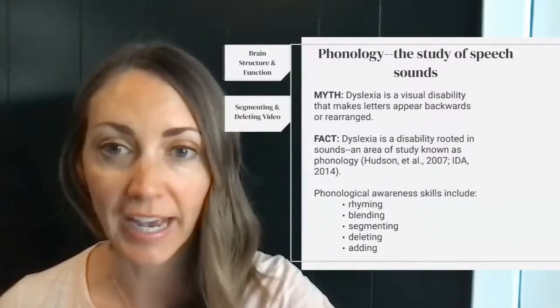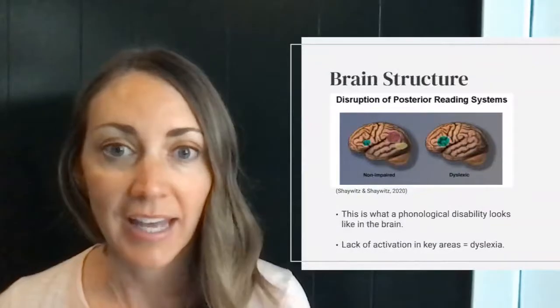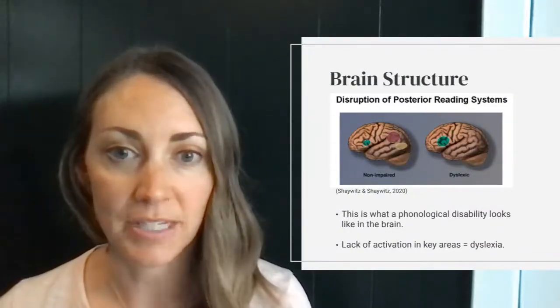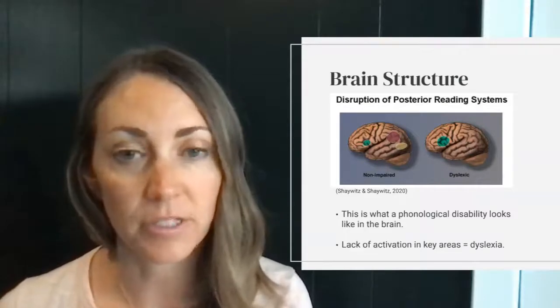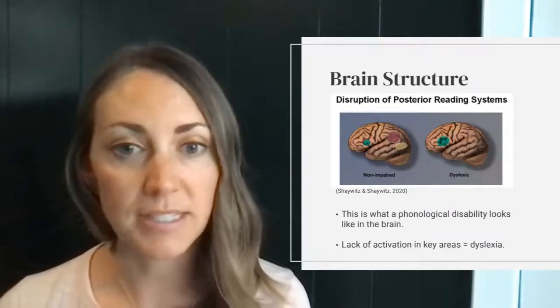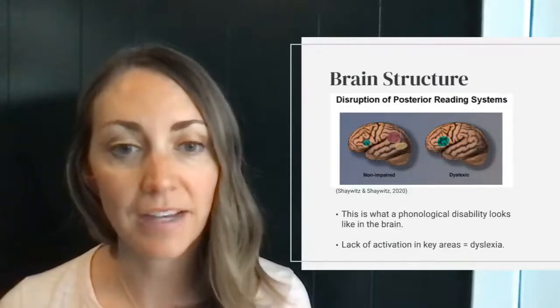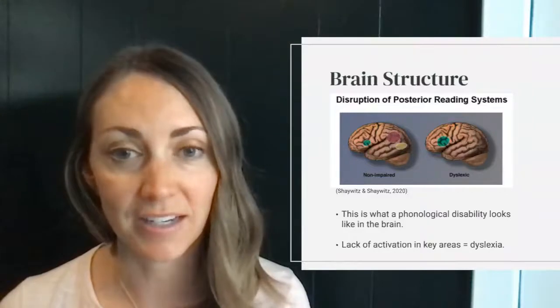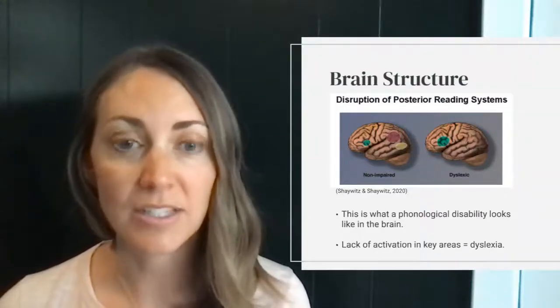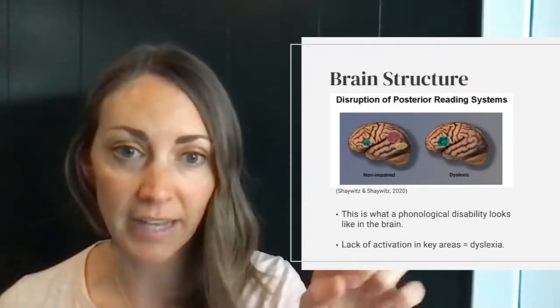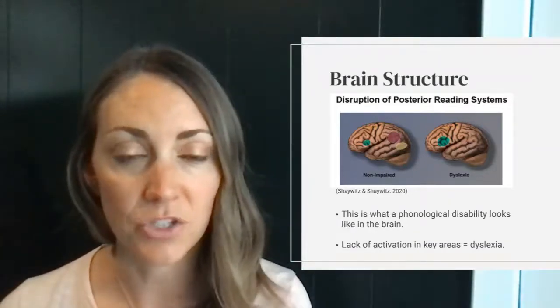So, first, let's look at brain structure and how that plays into phonology. As you can see in this image, there is a non impaired brain or a typical brain, and then there is a dyslexic brain. What you can see in this image is that there's a lack of activation in key areas for individuals with dyslexia. And what happens is students who have dyslexia are really only activating that one area that you see in the image there.